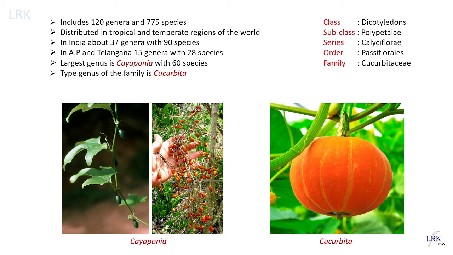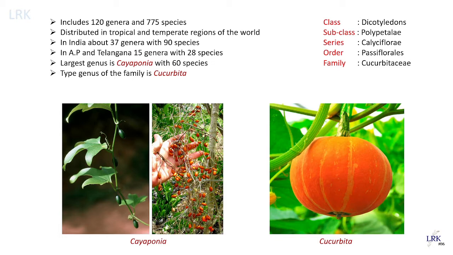This family includes 120 genera and 775 species throughout the world, and they are distributed in tropical and temperate regions of the world. What are tropical and temperate regions? Tropical regions are the regions which are close to the equator, and temperate regions are those which are away from the equator. That is, cool regions are temperate regions, and hot regions are tropical regions. So these family members are distributed in both the tropical and temperate regions.